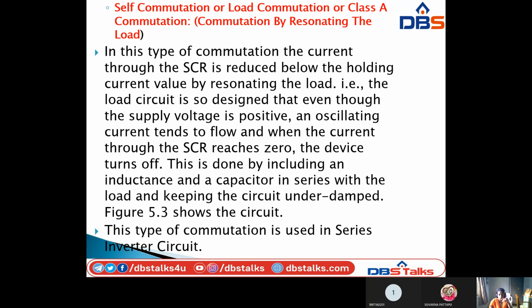The load circuit is so designed that even though the supply voltage is positive, an oscillating current tends to flow, and when the current through the SCR reaches 0, the device is turned off. This is done by including an inductance and capacitance in series with the load and keeping the circuit underdamped. This type of commutation is used in series inverters.